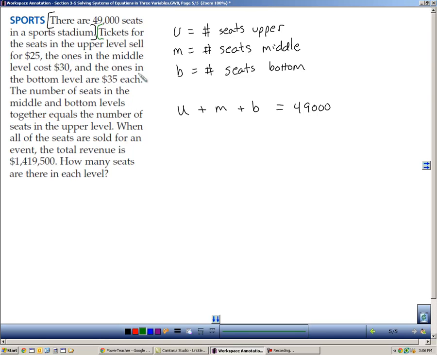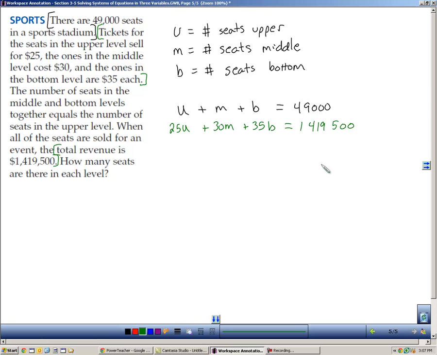The next set of equations talks about tickets and how much they cost. So tickets in the upper level are $25, so I'm going to say $25 per ticket in the upper level. I'm going to add that to $30 per ticket on the middle level, and then add that to $35 per ticket on the bottom level. The question is, what is that going to equal? Well, the answer is down here when it says the total revenue is $1,419,500. If I add all those tickets up together, that will tell me how much my total revenue is. So that's going to equal this number.